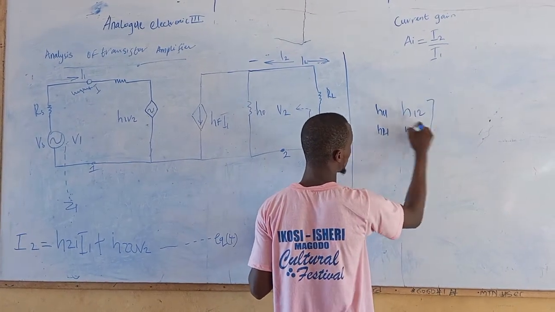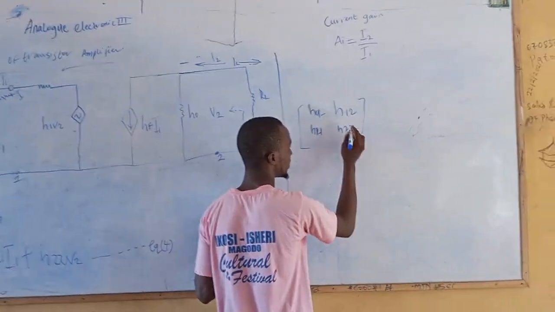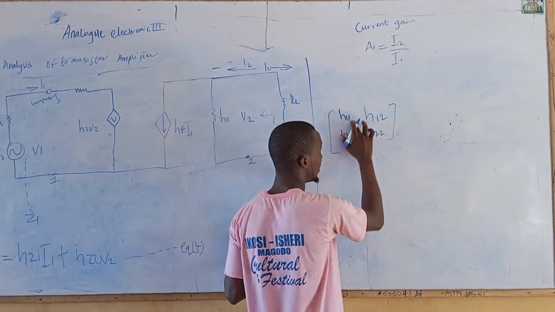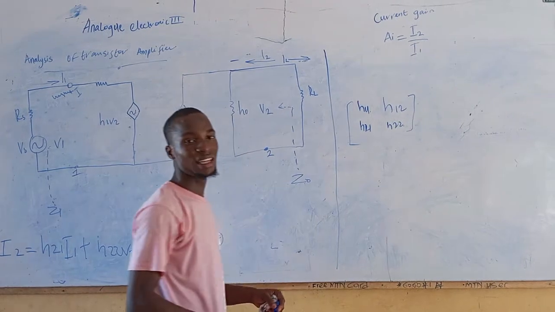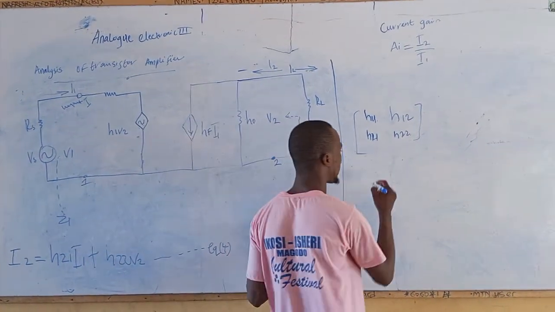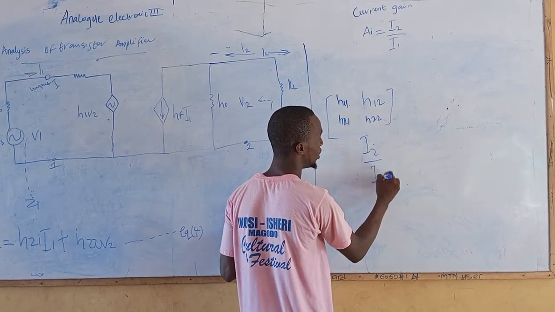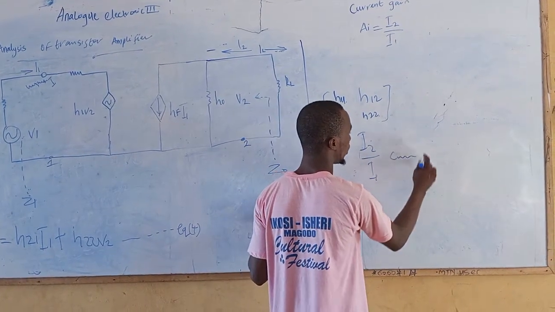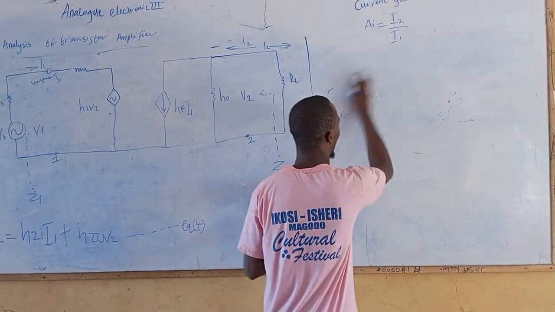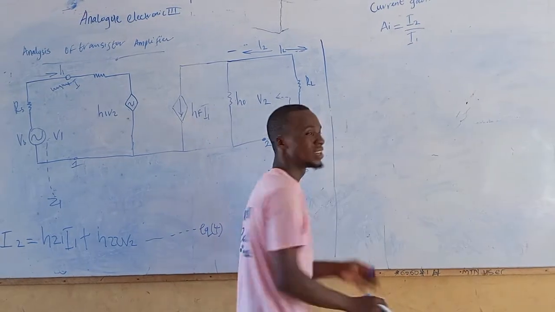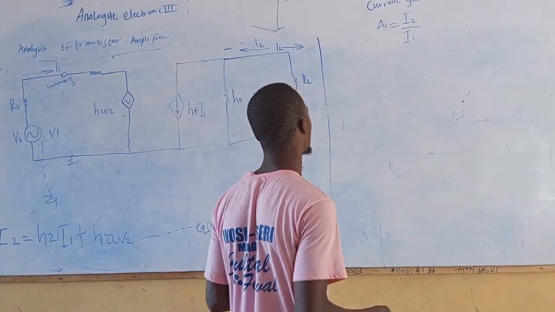We have H12 and so on. Two of these are dimensionless, and we also have two that can be measured. From the two that are dimensionless, we have something like I2 over I1, and we call it the forward current gain. When we are looking for the current gain, it has its own formula. So let us prove it.